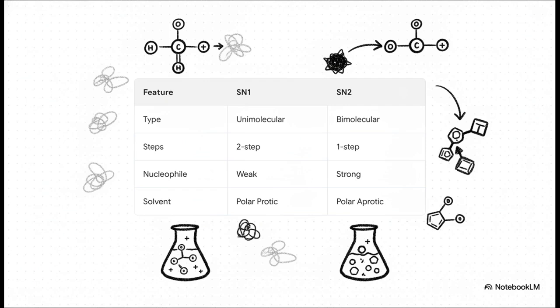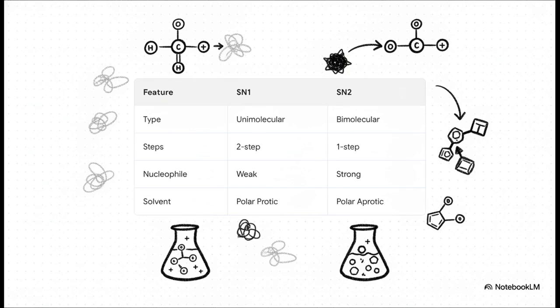SN1 is a unimolecular 2-step process, and it relies entirely on forming a stable carbocation intermediate. It absolutely thrives with weak nucleophiles and polar protic solvents, think water or alcohol, because those solvents stabilize the charged intermediates. SN2, on the flip side, is a bimolecular, 1-step concerted mechanism.